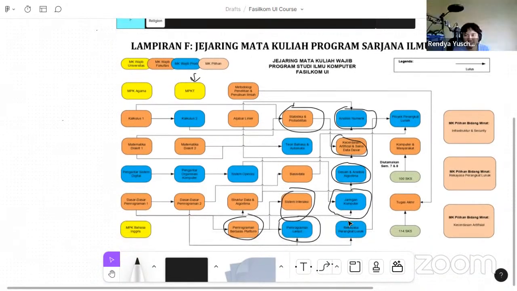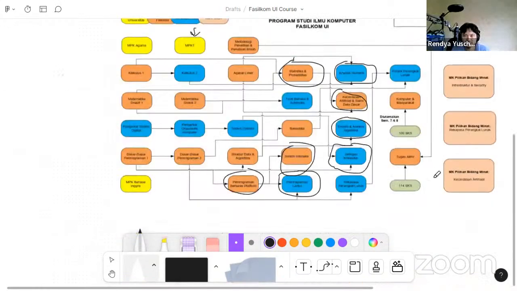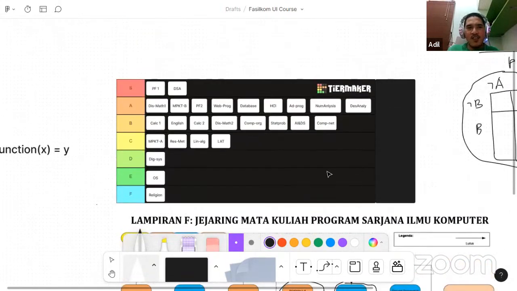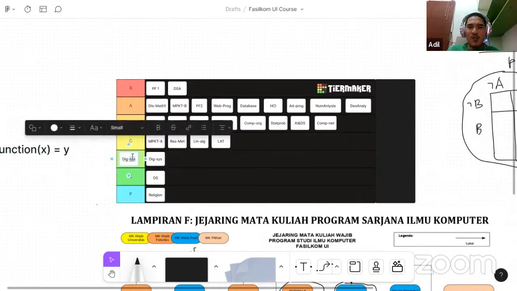What tier are you going to put it? Well, I've put it on B, but if we are talking fair about assignment, it might be A. For software engineering, I think I really like that course. Actually, it is useful.